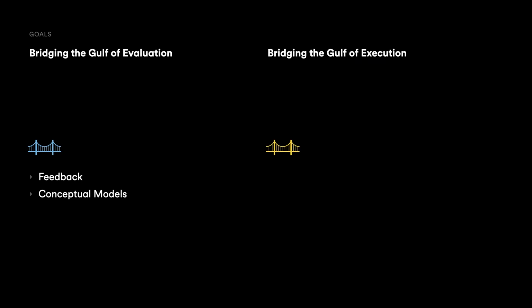Now we'll talk about the gulf of execution and how to bridge that gulf. When we're trying to bridge the gulf of execution, we are trying to help users really understand how the system works and what they can do with it. Okay? And so some of the tools that we have to bridge this gulf include signifiers. So we've talked about signifiers before. Who can remind us all what signifiers mean?